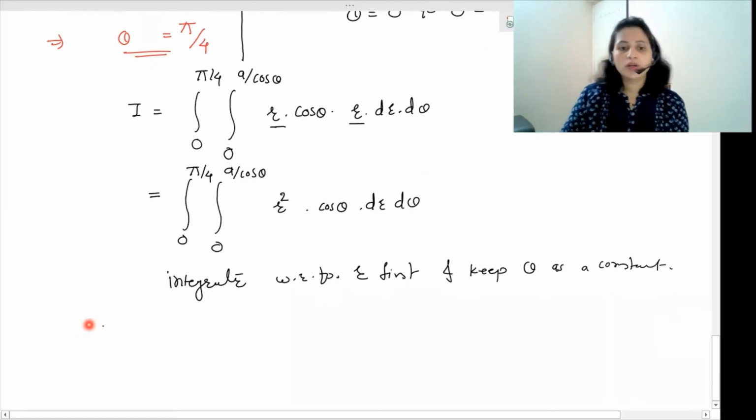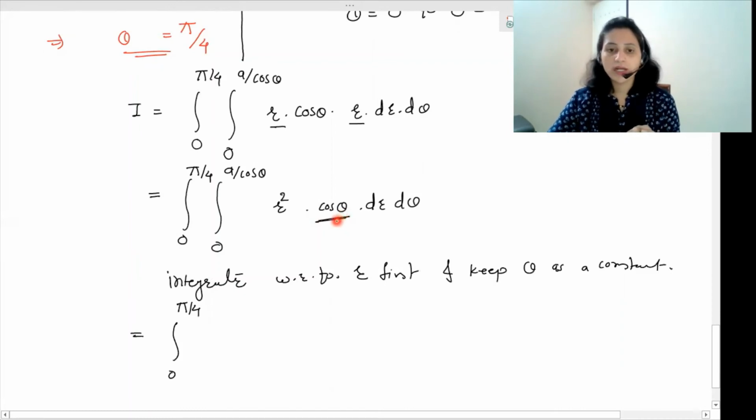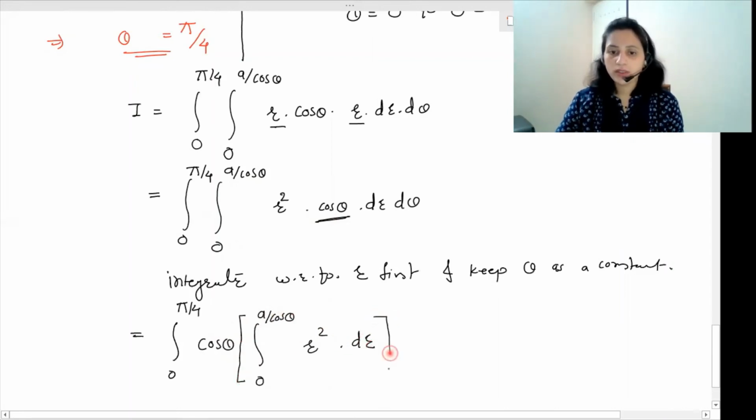So by using this integration from 0 to pi by 4, this outer limit remains as it is. Now as we keep theta as a constant, this cos theta is a constant term, right? So we have to take that constant out of this inner integral. So this is cos theta, okay? Integration from 0 to a by cos theta r square with respect to dr. Now I put a bracket over here, just to help you understand.